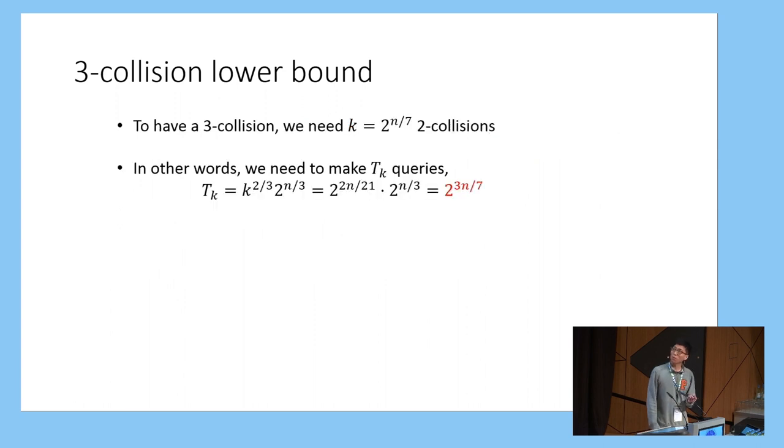And by solving this formula, we need around 2 to the n over 7 two-collisions to have one three-collision. So by solving Tk, and we know k is 2 to the n over 3, over 7, we solve that Tk is 2 to the 3n over 7, which is the lower bound we want.